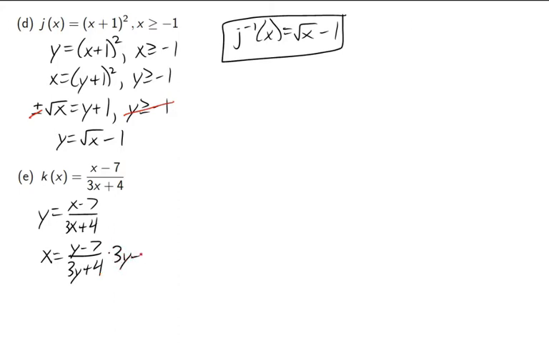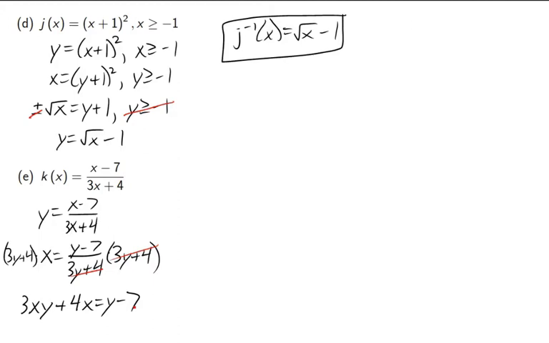I'm going to multiply both sides by 3y plus 4. And so when I do this, the 3y plus 4 cancel out. And I can even distribute. I get 3xy plus 4x equals y minus 7. How in the world do you get y by itself here? The answer is we're going to do a very specific factoring method.